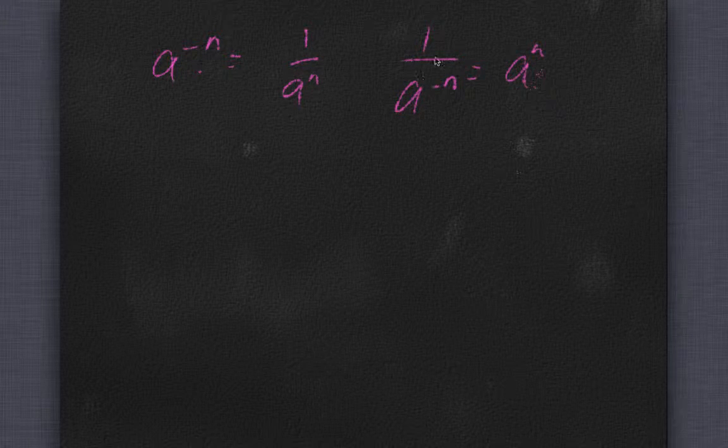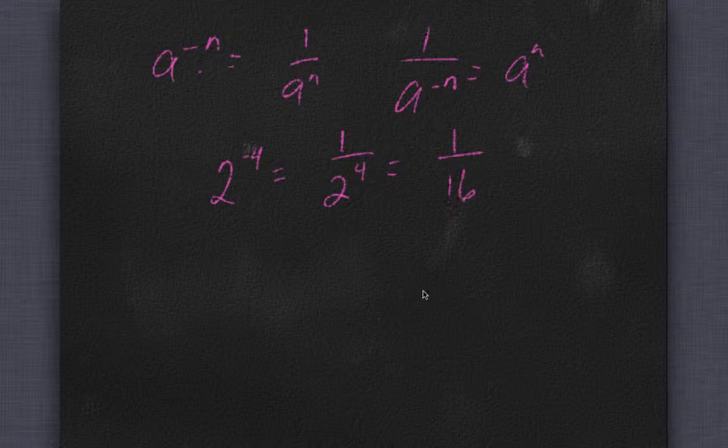So if I have a to the negative n, that's 1 over a to the n. Similarly, if I have 1 over a to the negative n, that's a to the n. So the negative says I'm in the wrong place. I'm in the top and I should be in the bottom, or vice versa. So you just swap it around. 2 to the negative 4 is 1 over 2 to the 4, is 1 over 16. 2, 4, 8, 16.